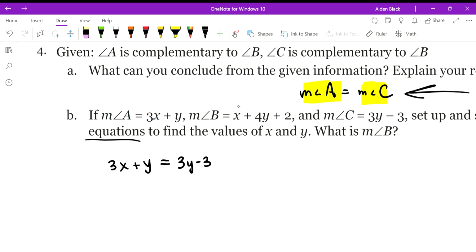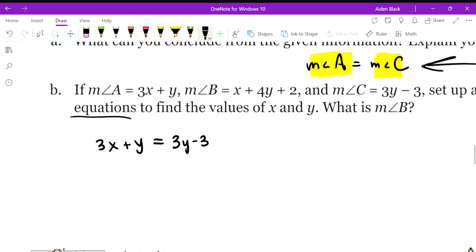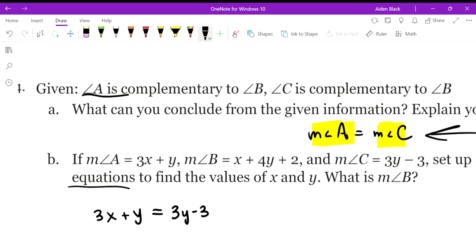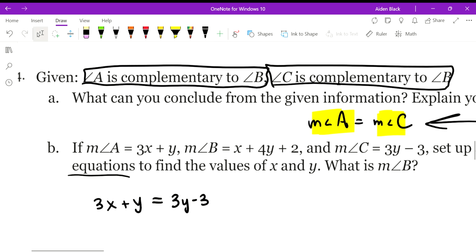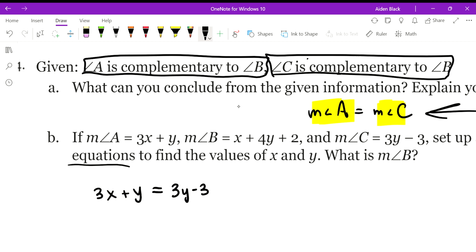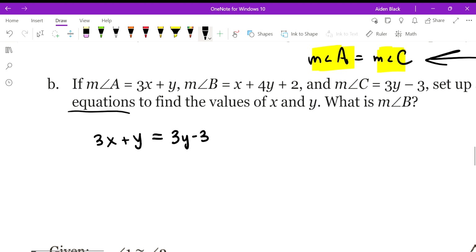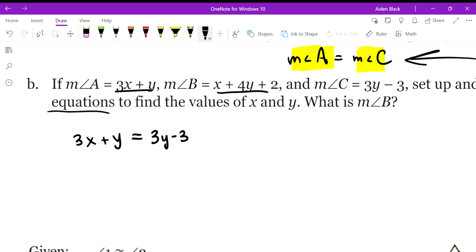Now, we can consider the fact that A is complementary to B, or that C is complementary to B, to set up another equation. You should know complementary. What does complementary mean? It means two or more angles whose sum is 90. So you add them up to equal 90. So let's just go with A and B. So I'm going to write 3x plus y plus x plus 4y plus 2 equals 90.